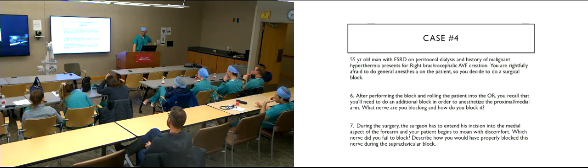All right. So during the surgery, the surgeon has to extend his incision into the medial aspect of the forearm, and the patient begins to moan with discomfort. So medial aspect of the forearm here. Which nerve did you fail to block? And describe how you would properly block this during the supraclavicular block.